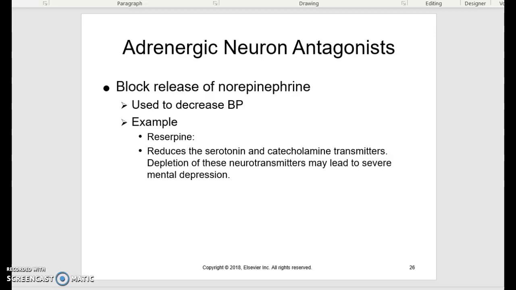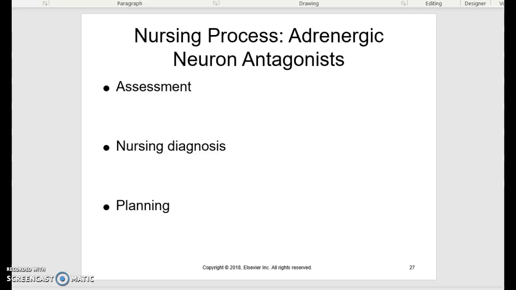What is it? It's an adrenergic neuron antagonist. What does it do? It blocks the release of norepinephrine. What do I see in my patient? A decrease in blood pressure. I want you to go ahead and pause the video and just look at the purple nursing process box that follows the reserpine information. Starts on page 209. And just go through and pull out what you think is the most important regarding assessment, nursing diagnosis, and so forth.